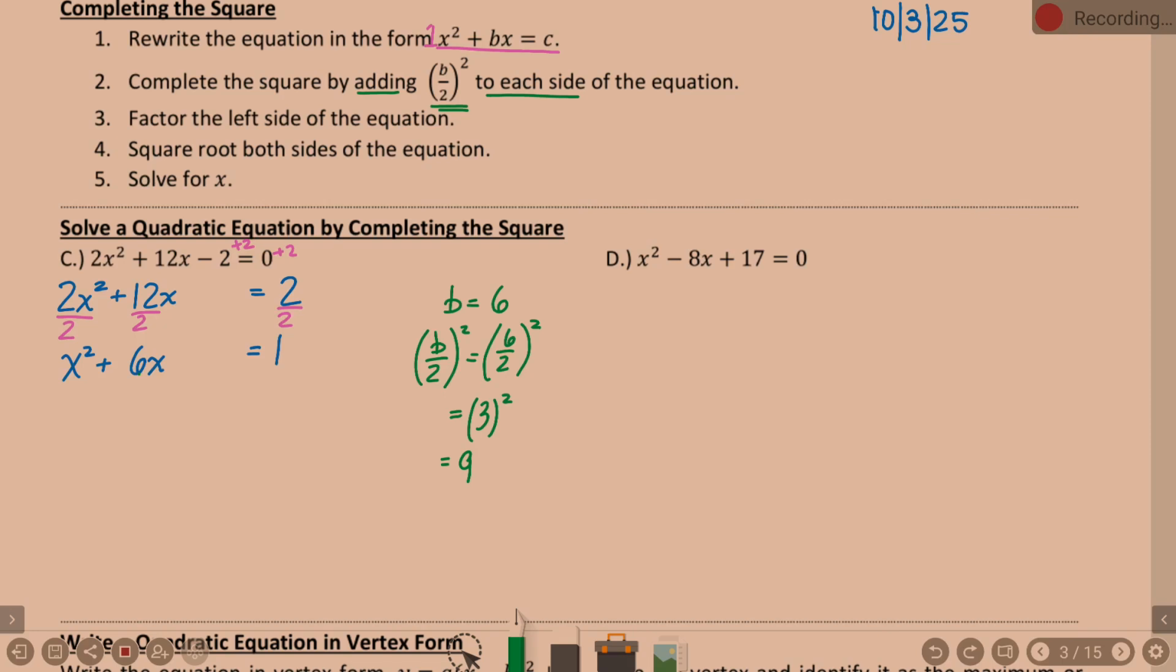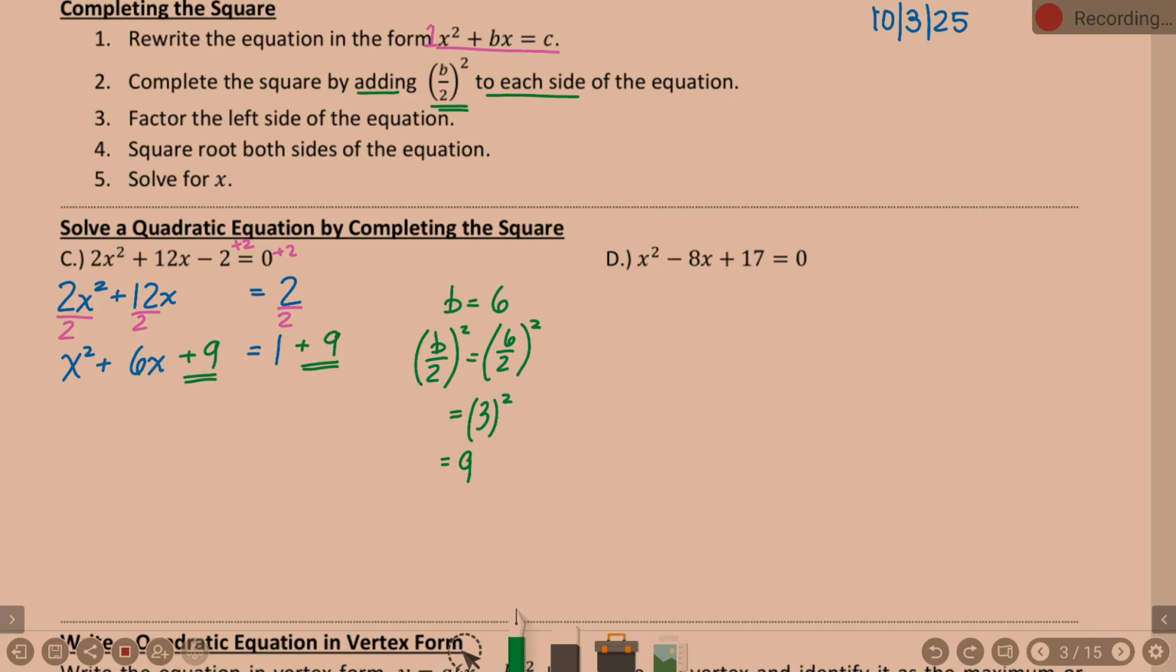What do I do with that value of 9? You add it to each side. So this is why I leave a gap. I'm going to put a plus 9 in here. If you add it to the left, you add it to the right. That's step 2. Okay? Step 3.